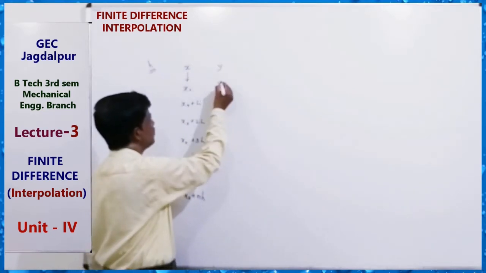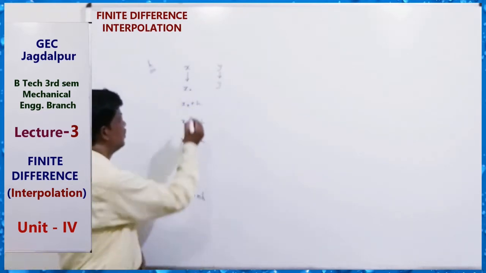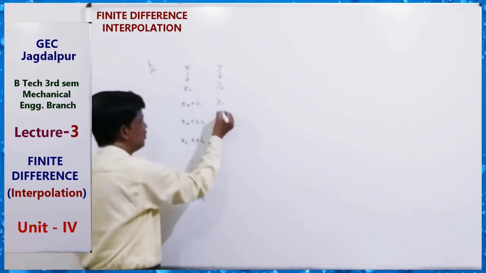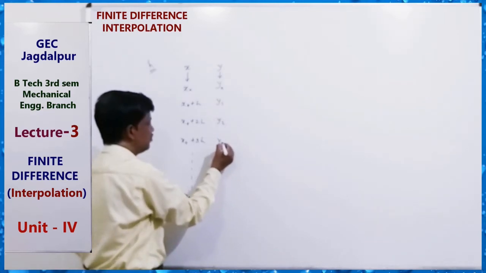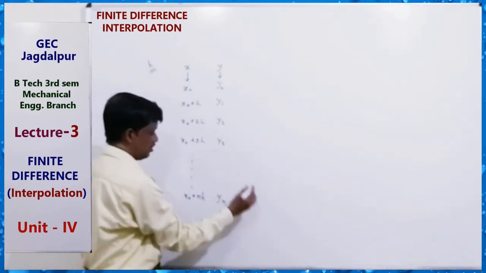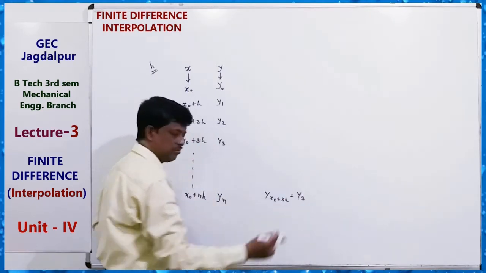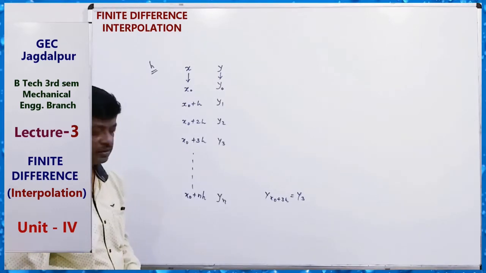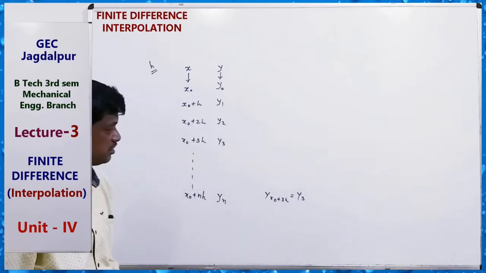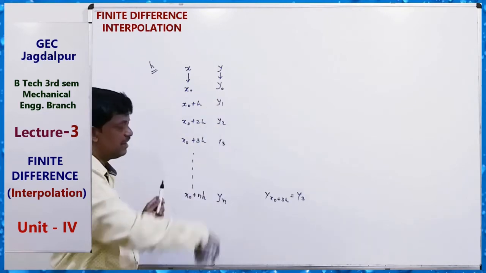Corresponding values: at 0 times h we note y0, at 1h y1, then y2, y3, up to yn. Also y3 means y at x0 plus 3h; y3 and this are both the same. Clear? Both are the same, so this is the notation. We write only 1, 2, 3 and n here. These are the entries of the table.